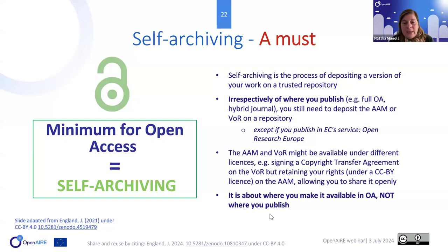Then licensing. Please pay attention to this: the author accepted manuscript and the version of record might be available under different licensing, okay? But for the final one, the version of record, the published one, retain your rights. This is very important. And I know that in many countries, and there will be a study out, by law, authors of scientific publications need to retain the rights. This is not known to many, and they don't follow it, but you should pay attention. So you have rights as an author.